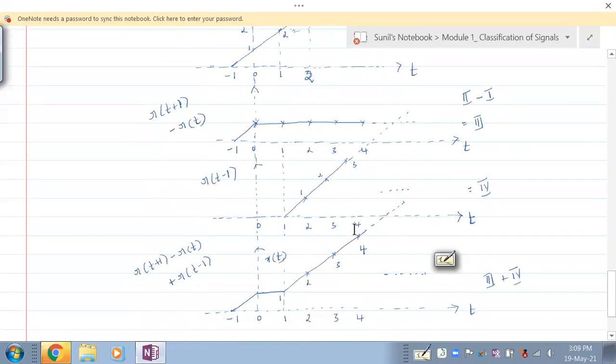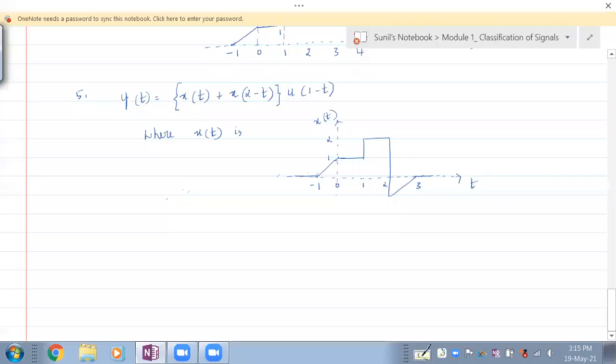Fine. Now let's take another problem, which involves some basic signals along with some other signals. The signal is y of t, which is x of t plus x of 2 minus t into u of 1 minus t. Here x of t is given to be this. You have to just obtain what is there in terms of x of t and then multiply the resulting signal with u of 1 minus t.